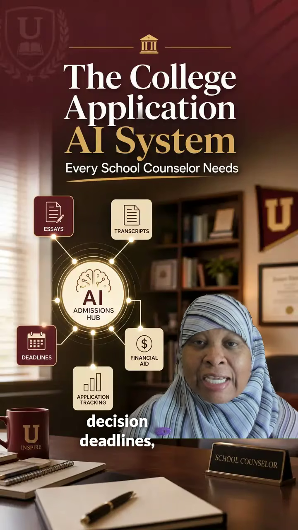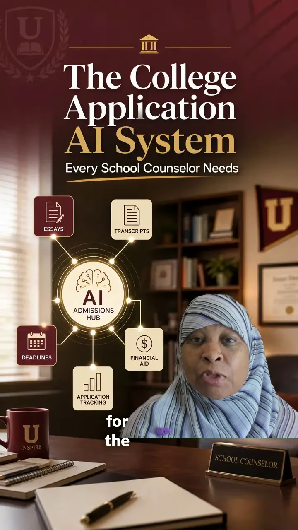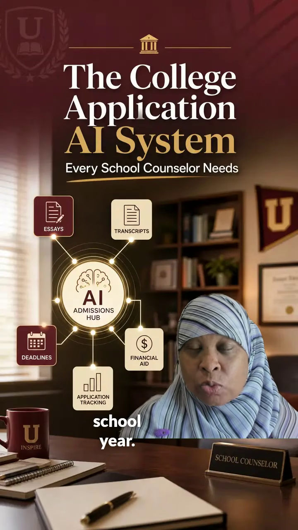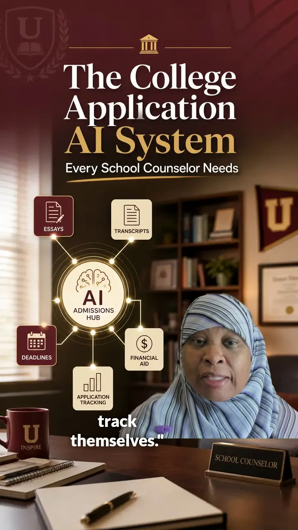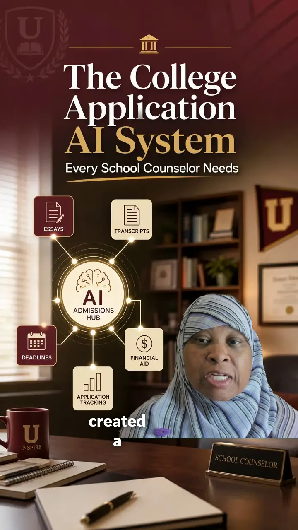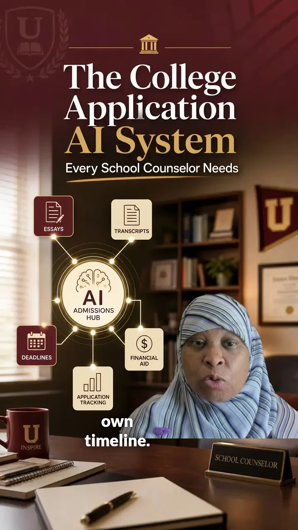But here's where it gets powerful. You're going to follow up with a prompt that says this. Now, I want you to create a student-facing version of the senior timeline. Use clear, simple language, include exact dates for common app openings, FAFSA deadlines, early decision deadlines, and regular decision deadlines for the 27-28 school year. You're going to format it as a checklist students can print and track themselves. So now you just created a tool that lets students self-manage their own timeline.